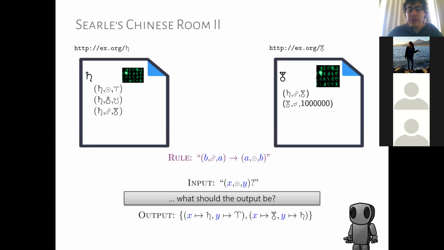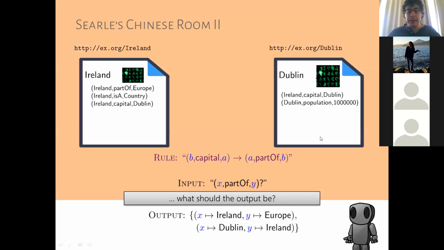So we can get this new answer here, which is based on the rule, right? It comes from this triple here, which we've flipped around and we've changed the symbol in the middle. So what are we looking at from a human perspective? What we're looking at essentially is the rule that B capital A implies A part of B, right? So we apply this rule, and it allows us to generate some additional answers to our symbolic question.